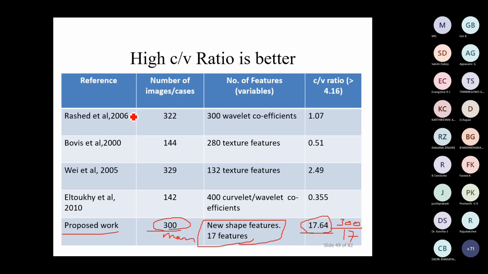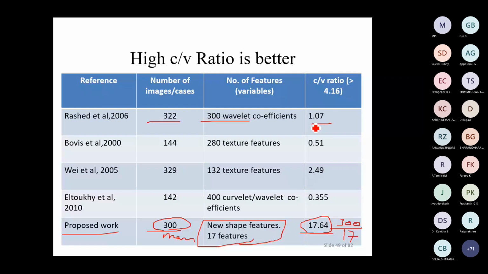If you see the literature works at that time, 322 mammogram images were taken. For each and every image, they used 300 wavelet coefficients. That may not be effective.